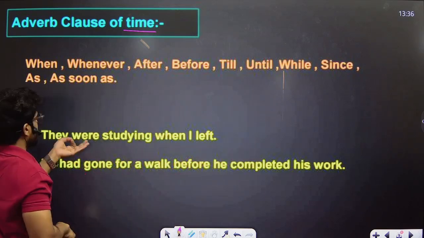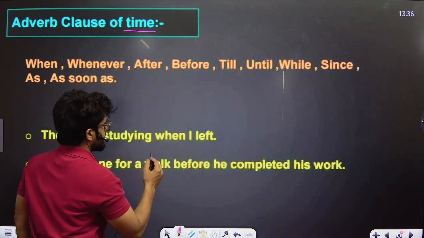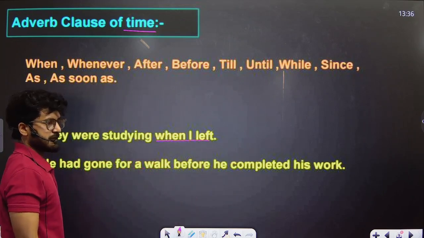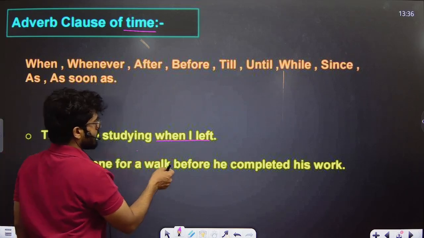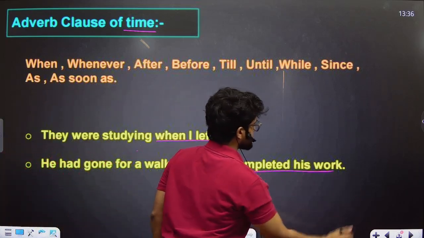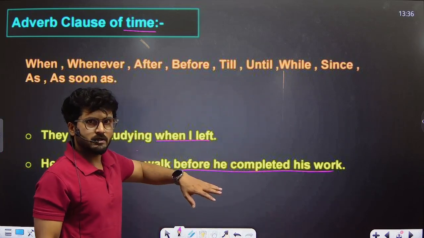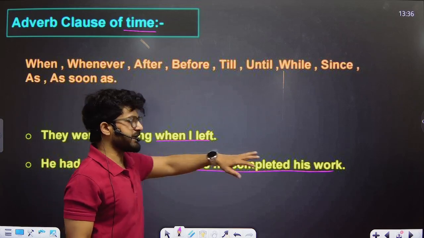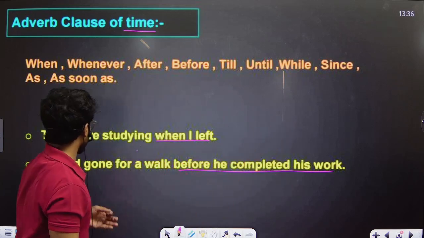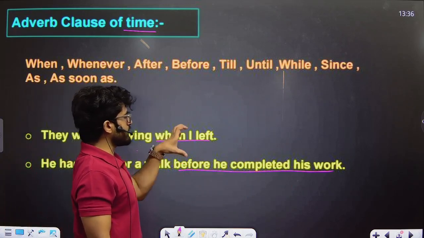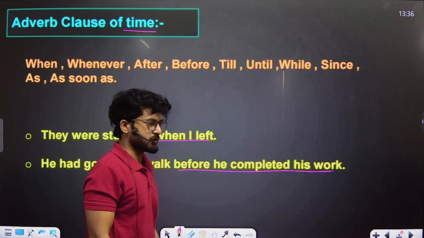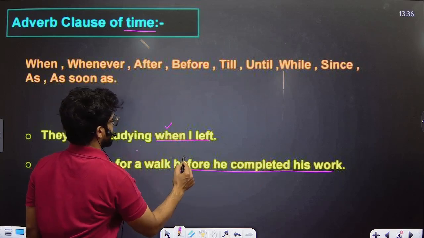Like, they were studying when I left. जब मैं चला गया तब वो पढ़ रहे थे. So adverb clause of time. He had gone for a walk before he completed his work. Before he completed his work, he went for the walk. So what are these? These are adverb clauses of time. They will inform you about the time.